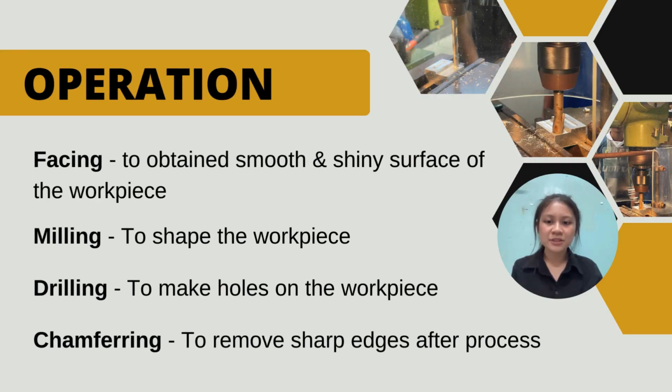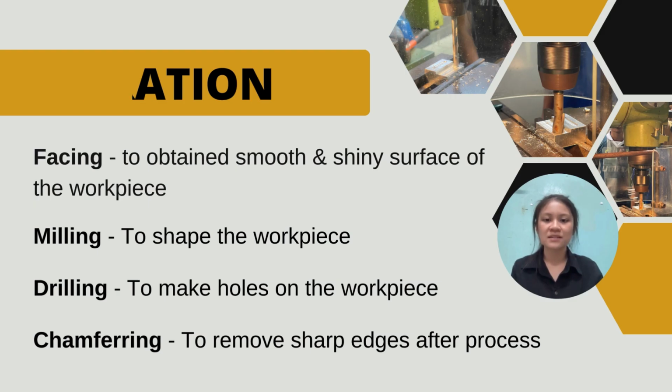So this milling machine can help in these operations. The first one is facing. Facing is to obtain a smooth and shiny surface from the workpiece. The next one is milling, which is to shape the workpiece. Drilling is to make a hole in the workpiece, and chamfering is to remove sharp edges after all the finishing processes.